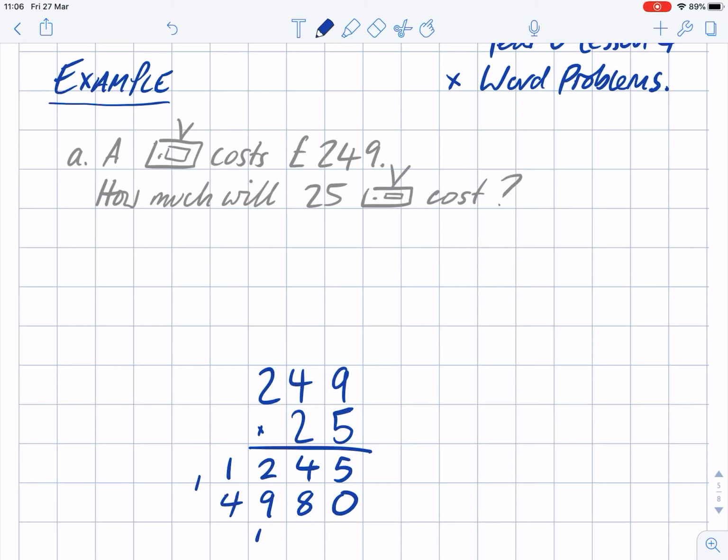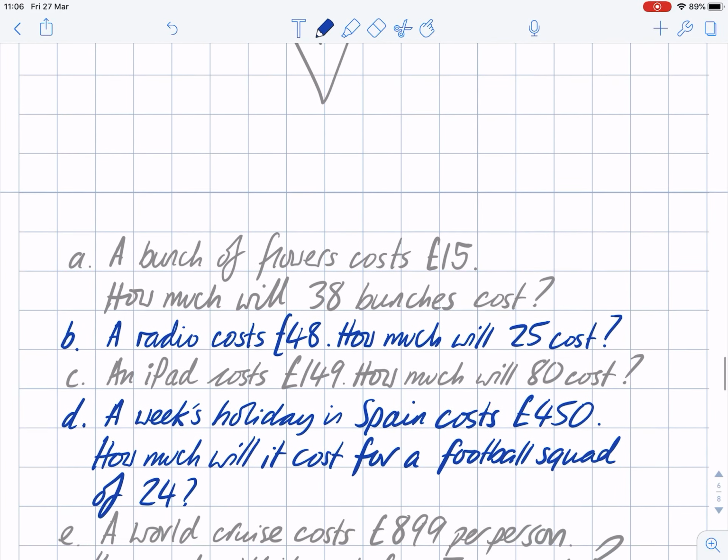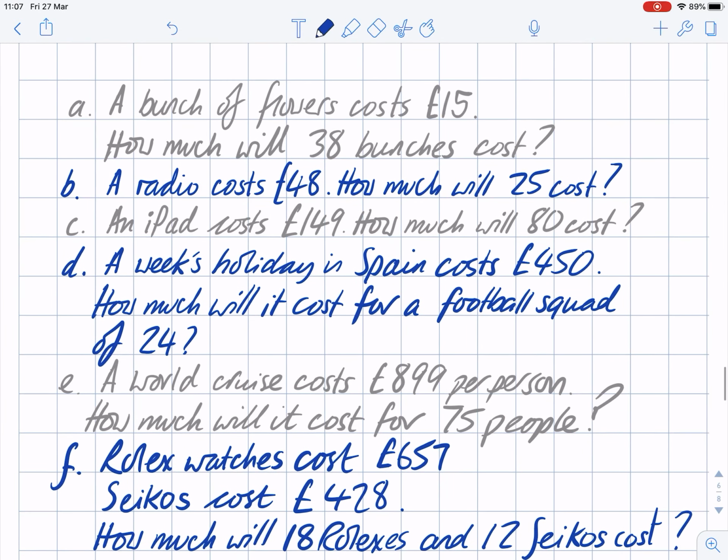So now, last thing I need to do is add those two answers together. 5 add nothing is 5. 4 add 8 is 12. 9 add 2 is 11. Add the 1 underneath is 12. 4 add 1 is 6. So those TVs will cost £6,225.